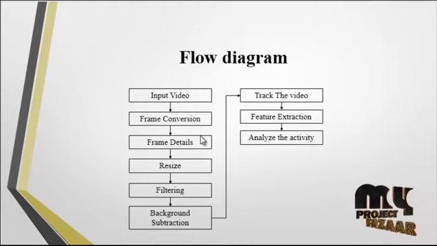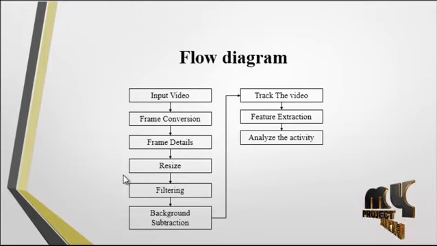After the frame conversion, the frame details like the number of frames and the size of the frames will be displayed. After the frame details, the resizing will be carried out. In this resize step, each and every frame present in the video will be resized into an aspect ratio. For example, if the input video has high resolution, it will be downscaled, or otherwise if it has low resolution, it will be upscaled into an aspect ratio. After the resize, the filtering is done by using the appropriate filtering method to remove the noises from the images.